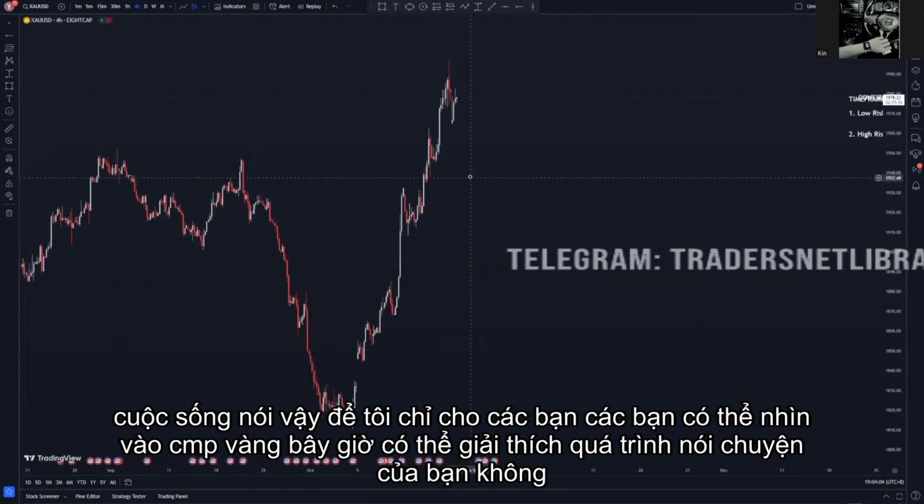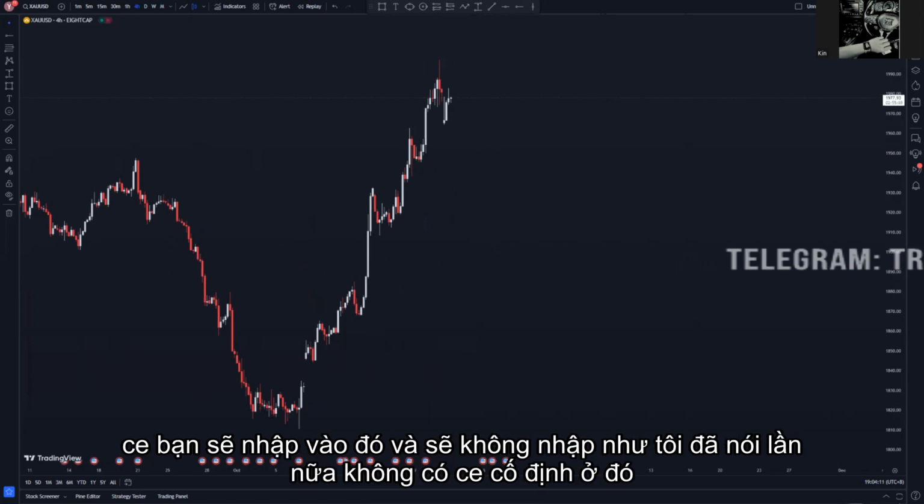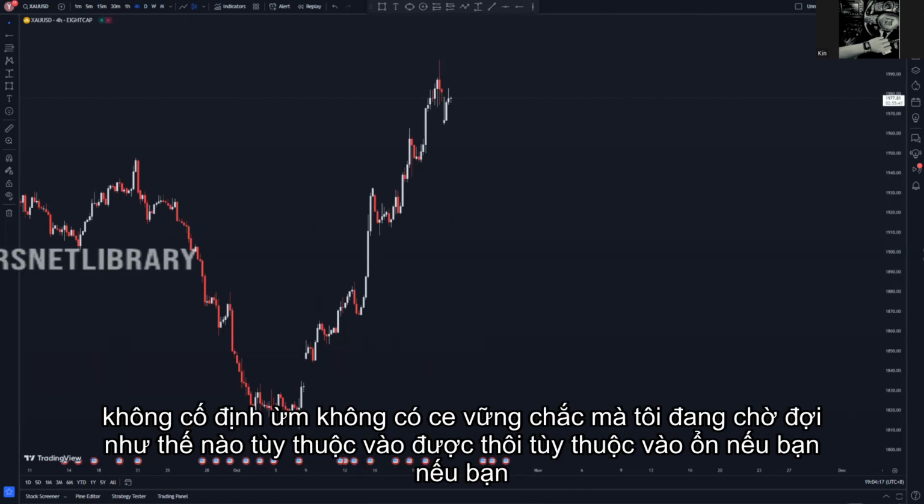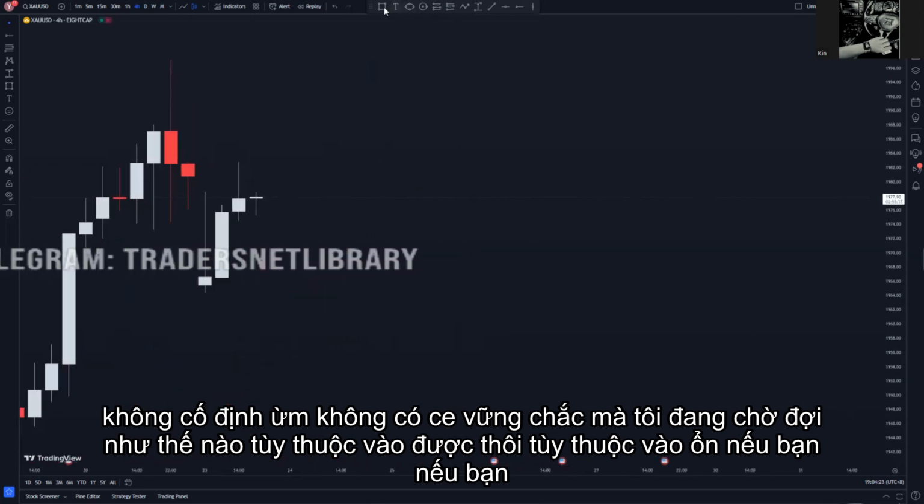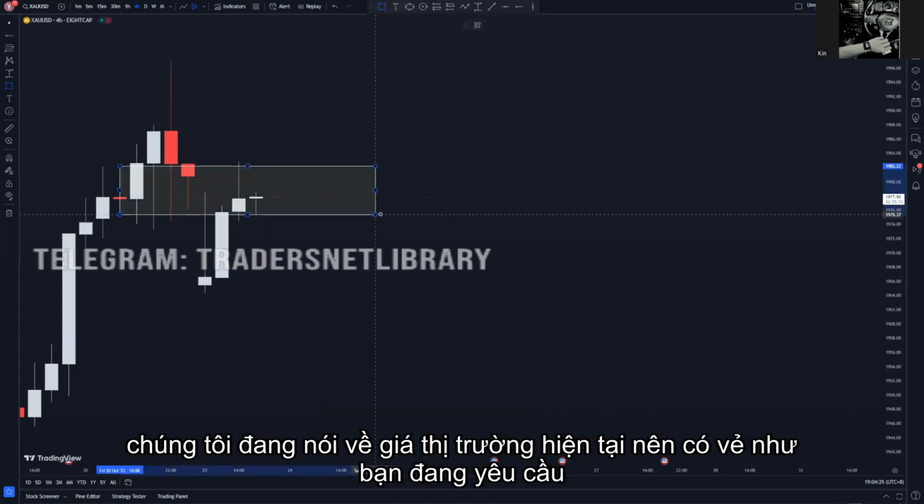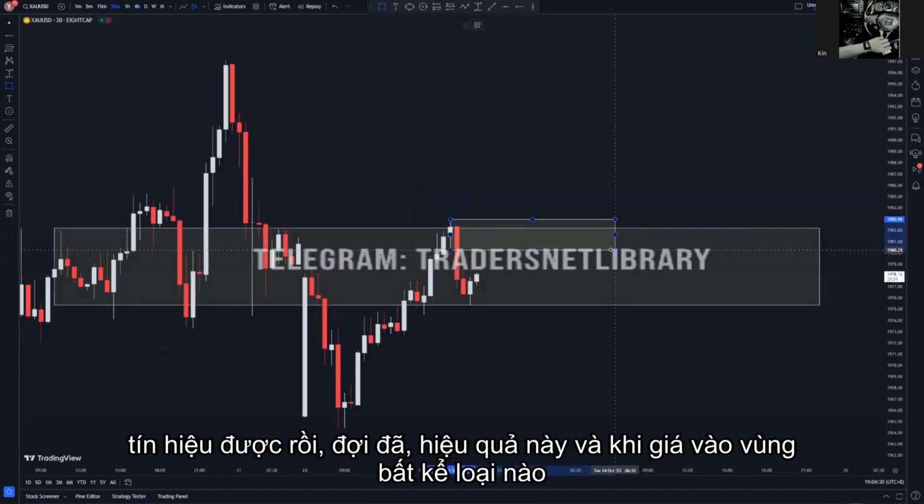So let me show you guys. Can you look at Gold CMP now? Can you explain your thought process on which CE you would enter and wouldn't enter? Like I said again, there is no fixed CE, no solid CE that I'm waiting for. It depends. If we were talking about the current market price right now, it's like you're asking for a signal.